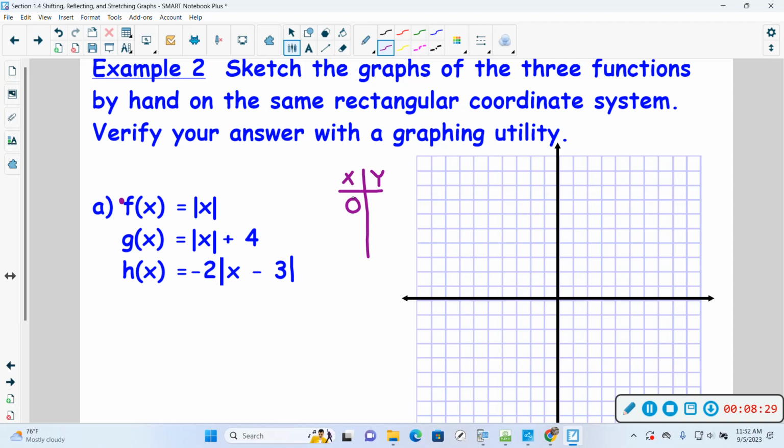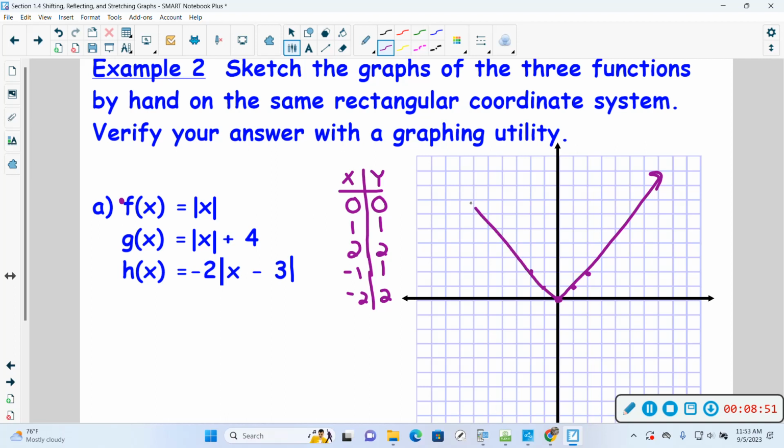If I put 0 in, absolute value of 0 is 0. If I put 1 in, the absolute value of 1 is 1. 2, absolute value of 2 is 2. Probably get enough points that way. Let's do some negatives. Absolute value of -1 is 1. Absolute value of -2 is 2. So there is our parent v function.